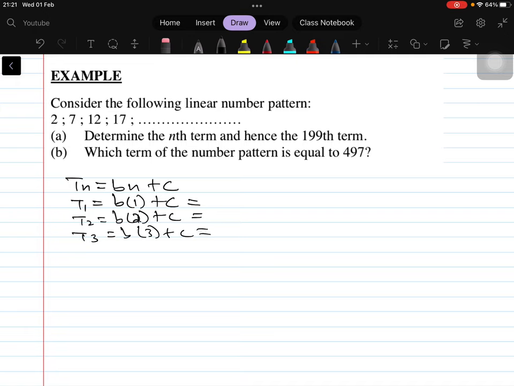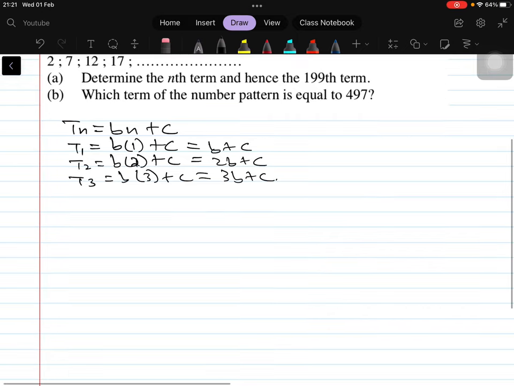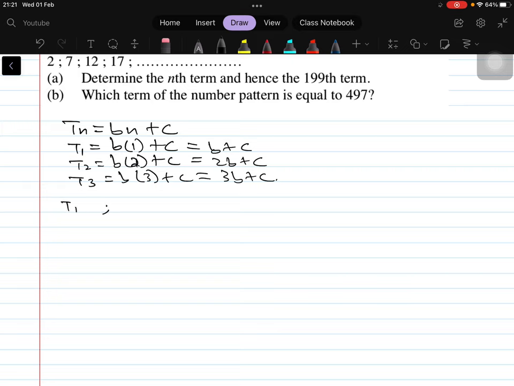B3 plus C. Okay, B plus C when you solve, 2B plus C when you simplify, 3B plus C when you make life simple. That would be term 1, term 2, term 3. So if you just write them in one row, you would write them as term 1, term 2, term 3. This handwriting thing is bad, but we're not here for the perfect handwriting nonetheless.